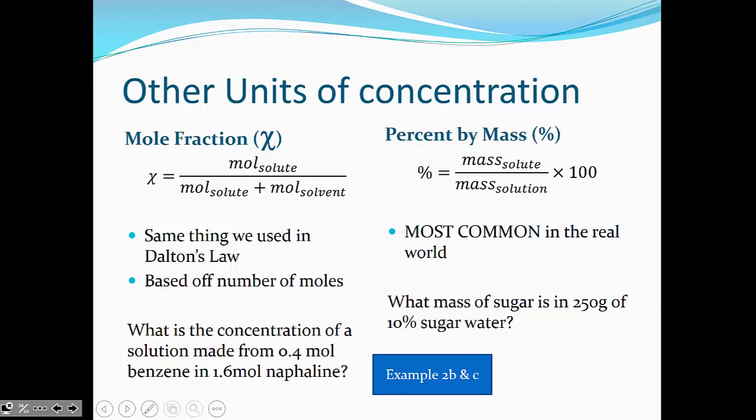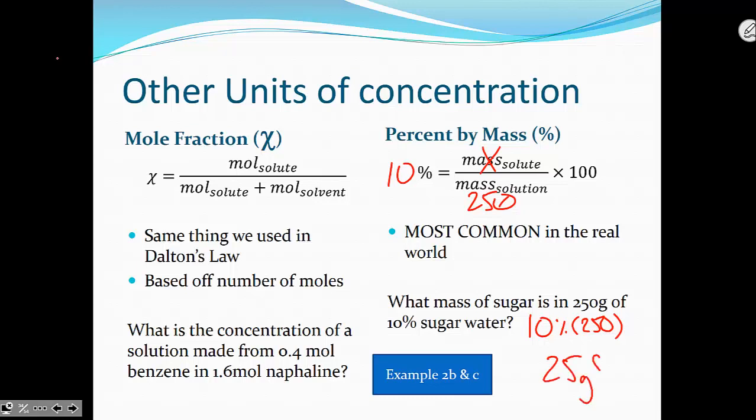Another commonly used unit of concentration is the percent by mass. That's what we use most often in the real world. Percent by mass is simply the mass of the solute for the mass of the solution. So if something is 10% sugar and you have 250 grams of it, if I want to know how much sugar is actually in that solution, I can simply take 10% of 250 to get that there are 25 grams of sugar.